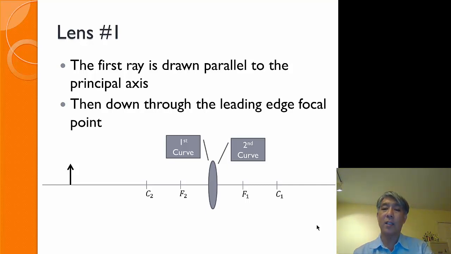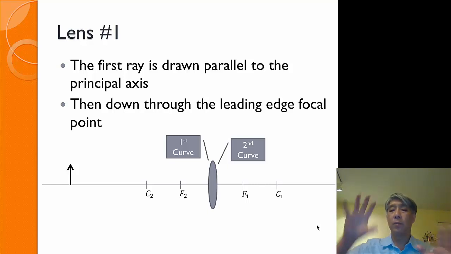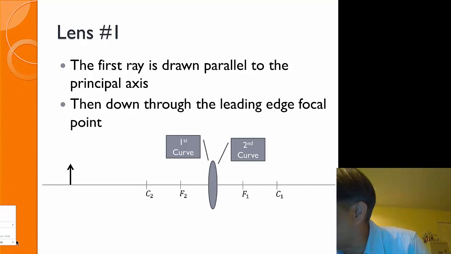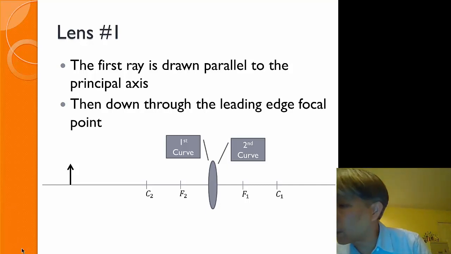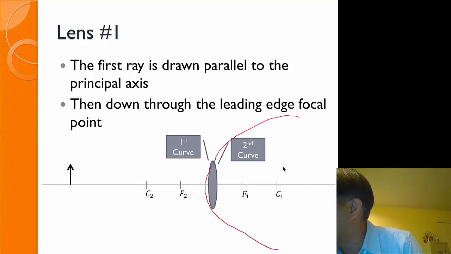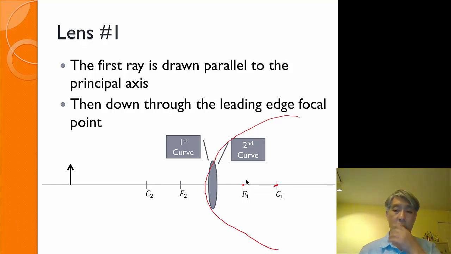Looking at the lens here, there are two curves on it. The leading edge is the left side because that's the side the object is on. That side belongs to a circle, which is basically on the right side. So this is the circle that we're talking about here. The circle that forms that edge has its center there, and the focal point for that curve is on the right side.